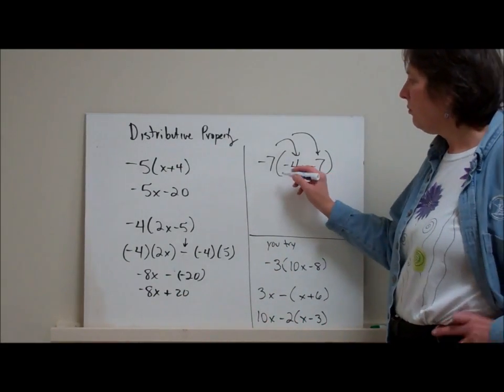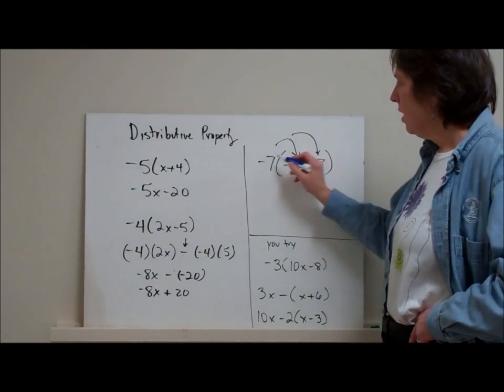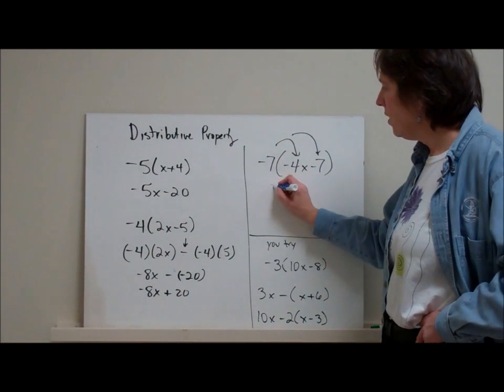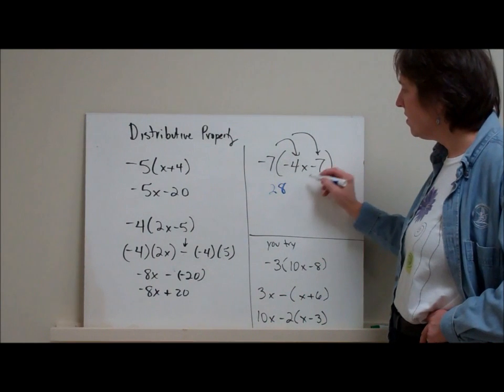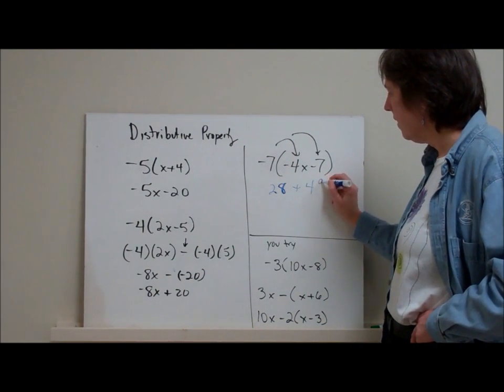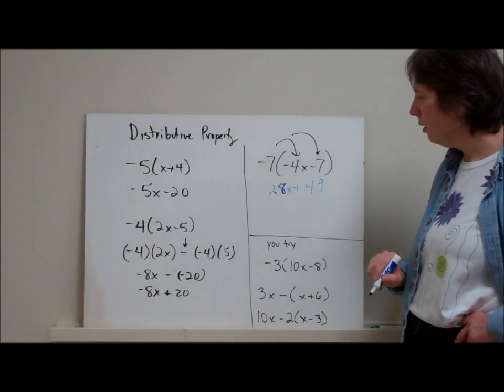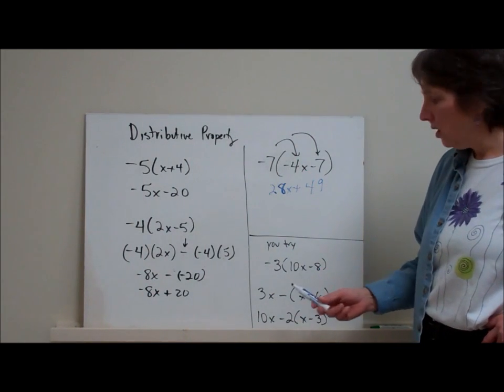See here, here's what I want you to start doing. -7 times -4 is positive 28. -7 times -7 is positive 49, and that's 28x, by the way. Now I want you to try these.